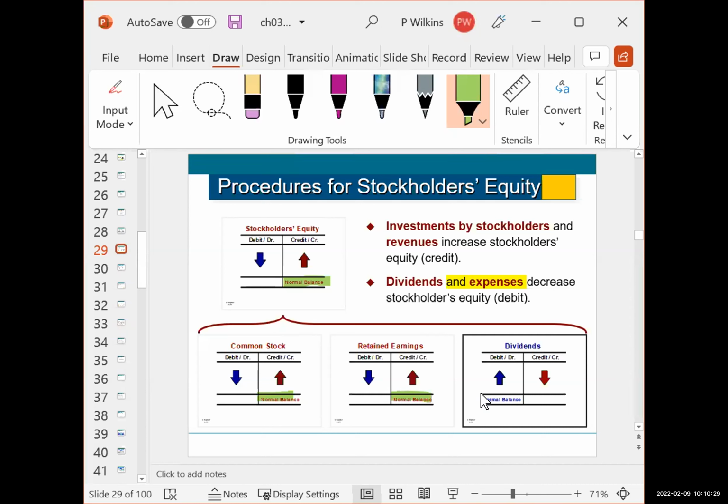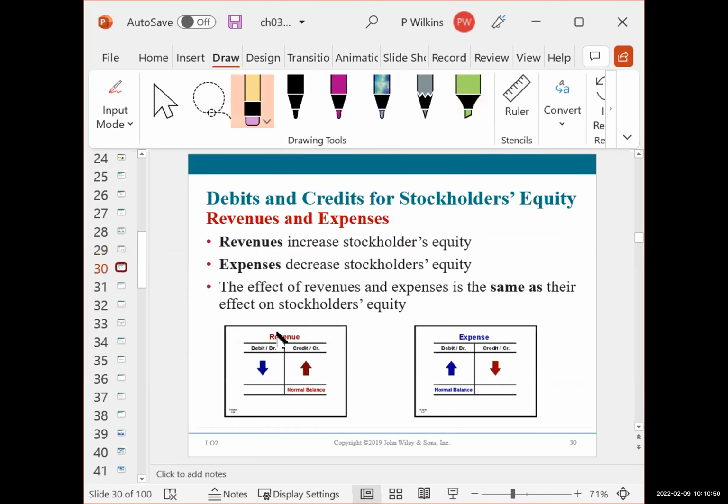Now, dividends has a debit balance. So to make that go up, we are going to debit it. And on the slide here, they don't show you expenses, but expenses also have a debit balance. And to make expenses go up, you are going to debit it. Okay? All right, let's look at the next slide. Oh, here's the expenses.